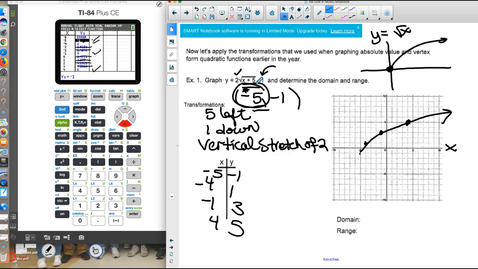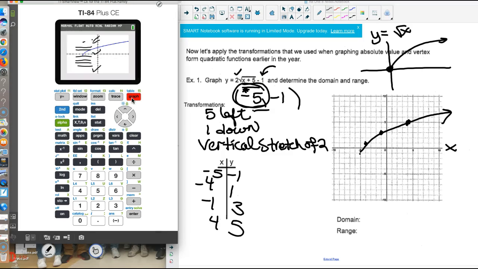So there it is. Now, Jackson, if you want to check if your graph is good, then just hit this graph button and ask yourself, does mine look like my calculator's? And it totally does, right?